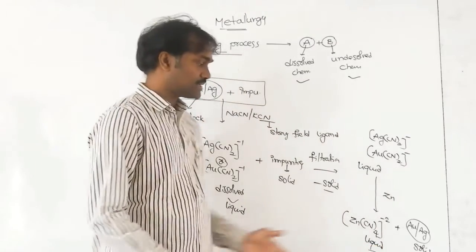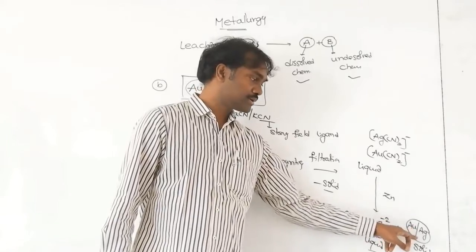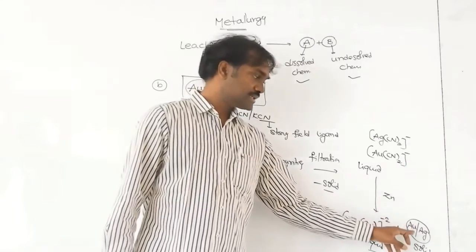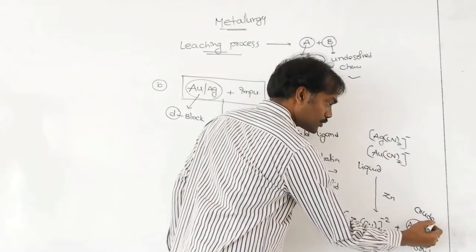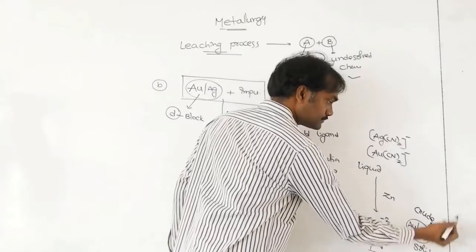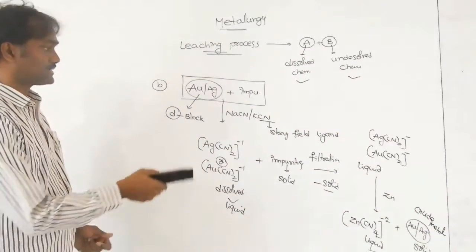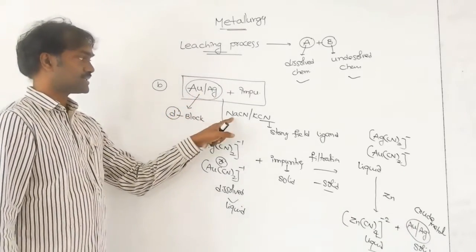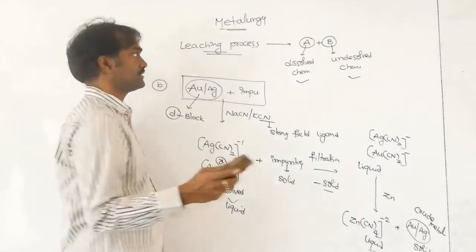Again you use filtration and the zinc complex is eliminated. You get silver and gold, not pure, that is still impure, anyhow a crude metal. This is called crude metal. Okay, this is the last example of leaching. In the gold and silver leaching process, which reagent are we using? NaCN and KCN. That is important.